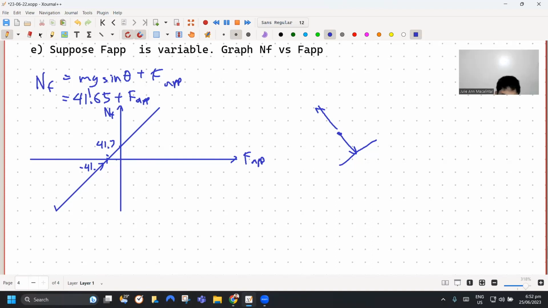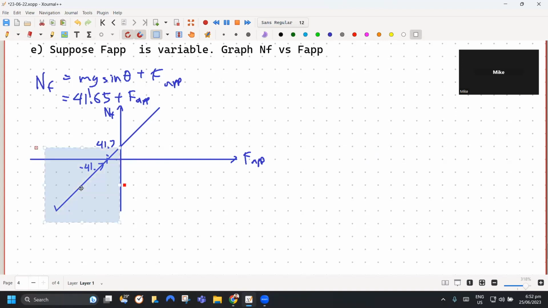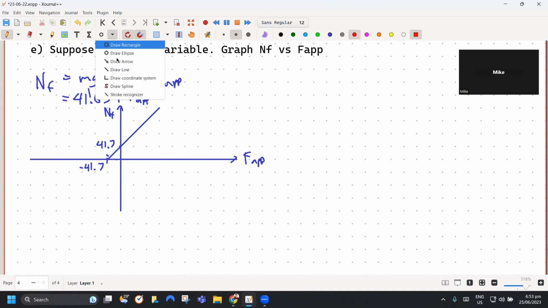Okay. So, ngayon po, yung zero naman, pagka, when the normal force starts to get negative. Okay, so hindi pwedeng mag-negative yung normal force, so dapat zero siya. Okay, so paki-graph. Ayan. So normal force versus F applied.